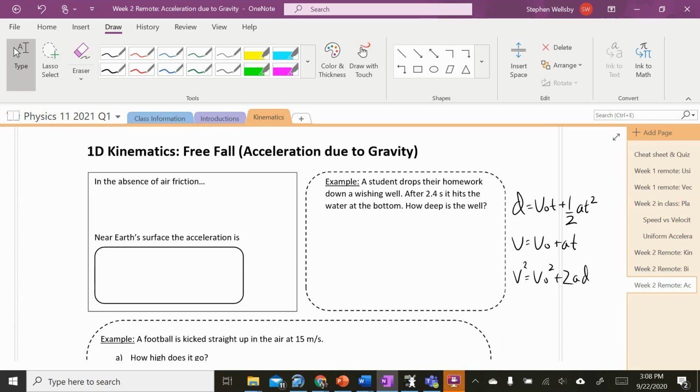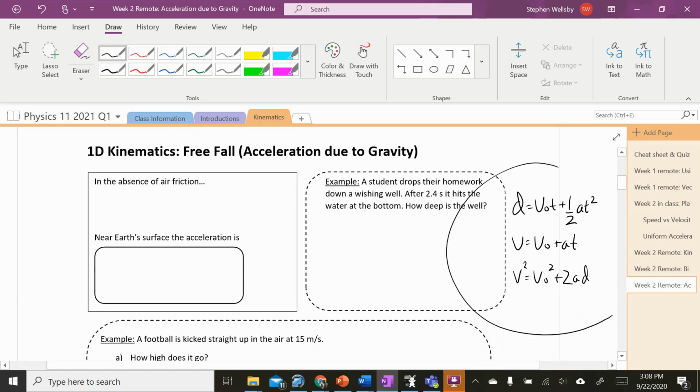So today we're going to be talking about free fall or acceleration due to gravity. Now this isn't really new. We've already learned about the big three equations last class, which I've conveniently posted on the right-hand side of the board over here. And we're going to be just kind of applying these same ideas to a familiar concept, which is falling down.